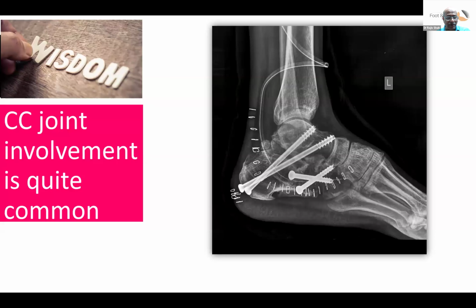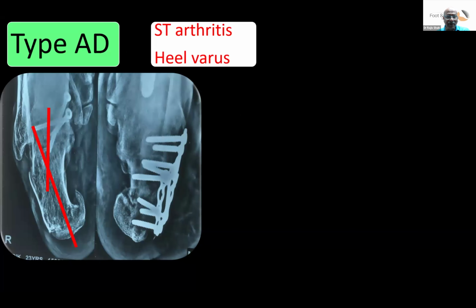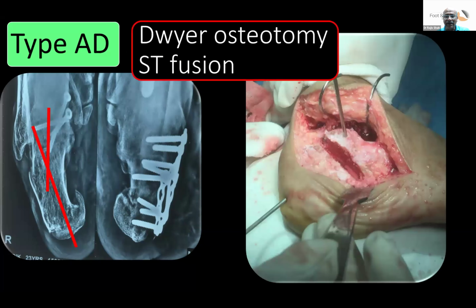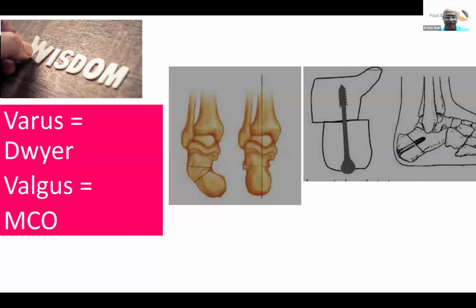So calcaneocuboid joint involvement is quite common in calcaneus malunion, and toe deformities also need to be addressed while you are addressing the calcaneus malunion. In case 3, you had subtalar arthritis plus heel varus. Here the varus was so much that we had to do Dwyer's osteotomy plus subtalar fusion, and this is how it was fixed. So varus would need Dwyer's osteotomy, and valgus would need medial displacement calcaneal osteotomy.